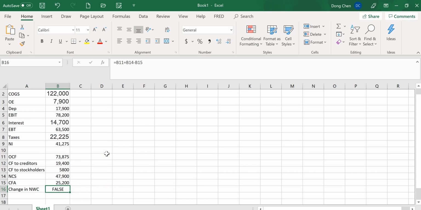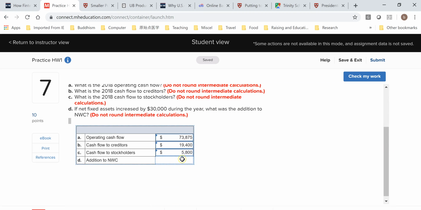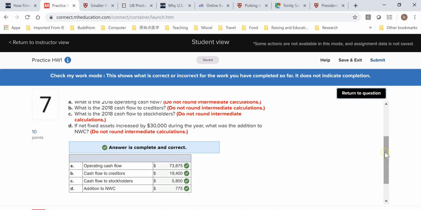Why is this not giving me the right answer? It's B11, and then it's minus. I typed it as equal. Okay, it's minus B11 minus B14, which is NCS, minus B15. Just double check, and then that's CFA. That's correct. So the change in NWC is 775. So go back and type that number in, 775. So now let me check my work. Okay, great.